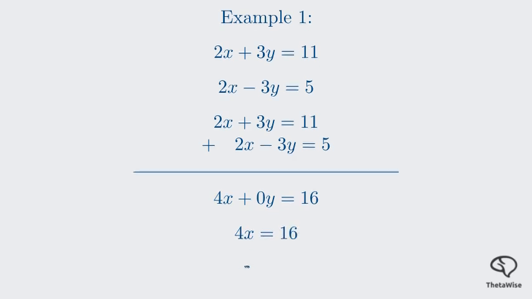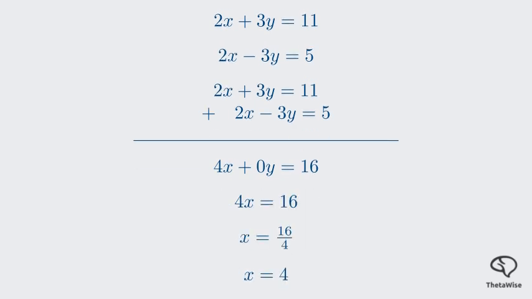Now we can solve for x by dividing both sides by 4. This gives us x equals 4. We've found the x-coordinate of our solution. But a solution to a system of two equations is a point, so we need both x and y. To find y, we can substitute the value we found for x, which is 4, into either of the original equations.